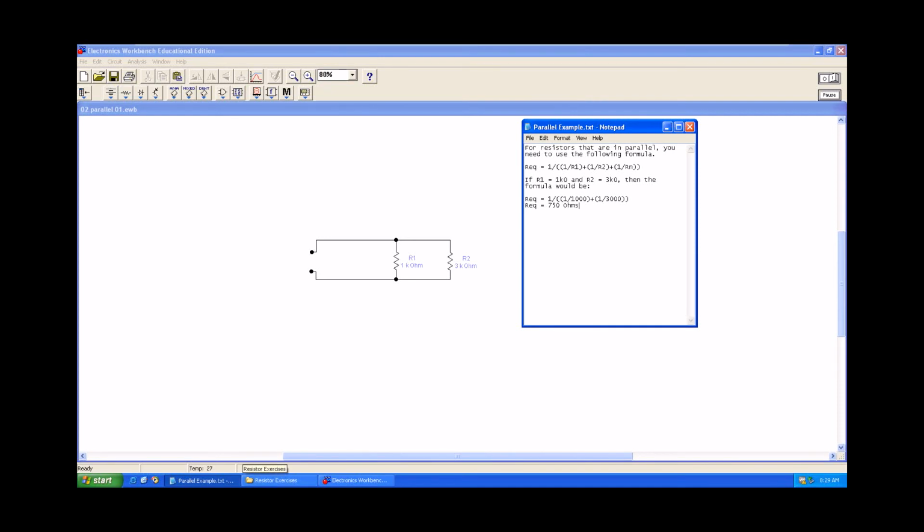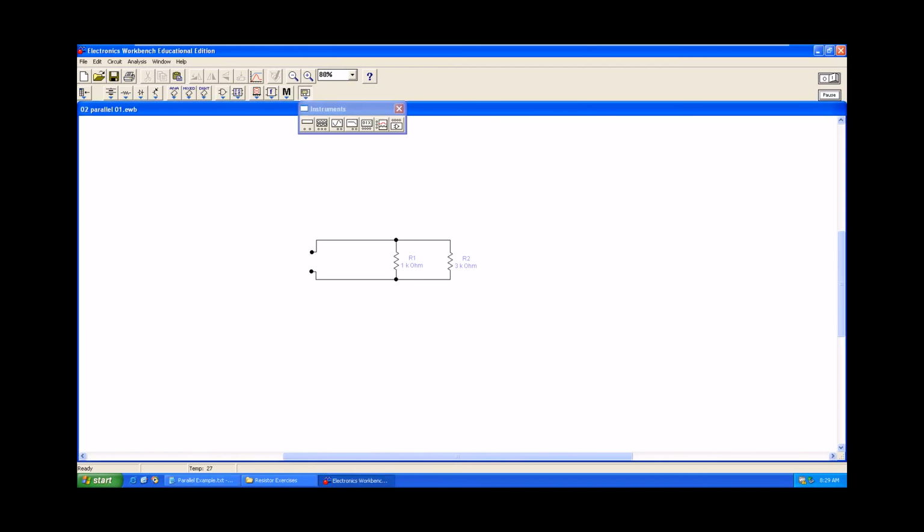For resistors that are in parallel, you need to use the following formula. R equivalent is equal to 1 over (1/R1 + 1/R2 + ... + 1/Rn). You can use this formula for as many resistors as you have in parallel.